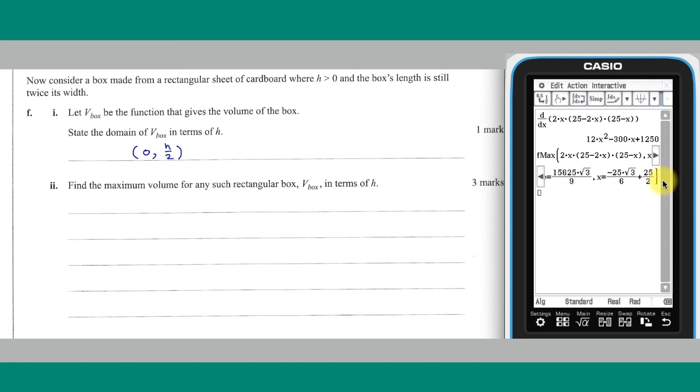Part F, Part 2. To find the maximum volume of the box in this case, an expression for VBox in terms of x and h is required. To find the x value corresponding to the maximum volume, the zeros of the derivative are required.